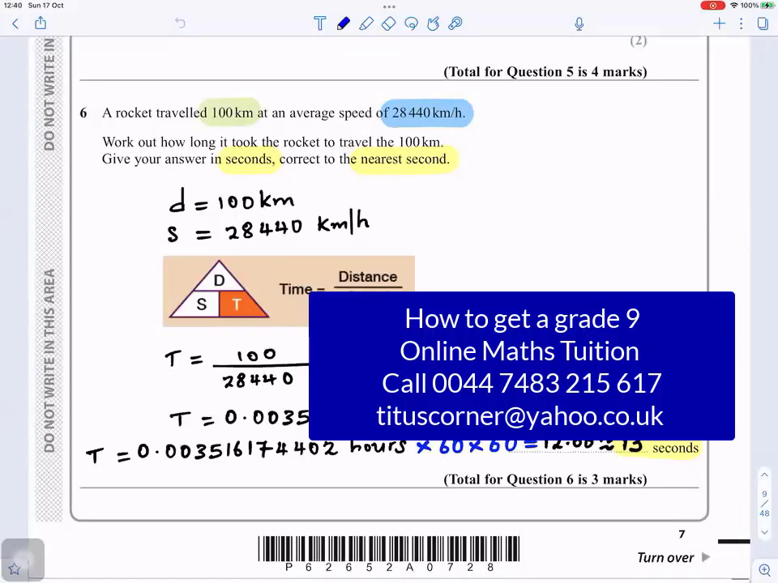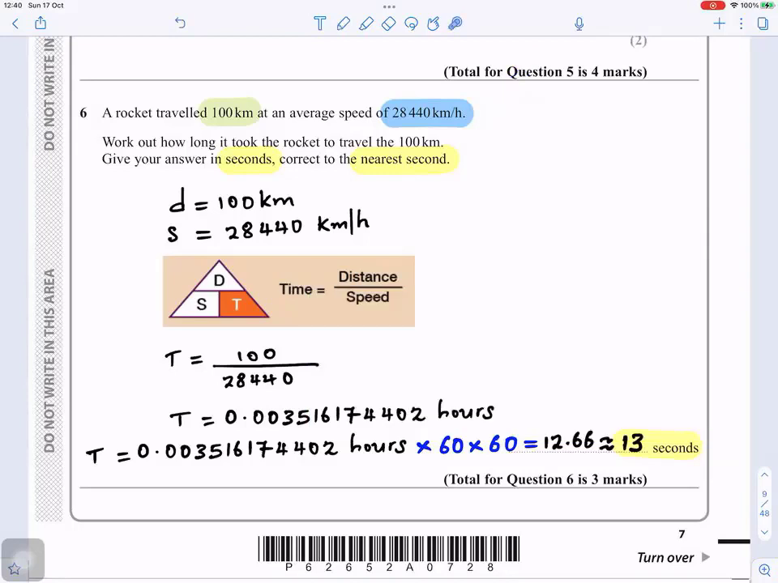Question number 6. A rocket traveled 100 kilometers at an average speed of 28,440 kilometers per hour. Work out how long it took the rocket to travel 100 kilometers. Give your answer in seconds, correct to the nearest second. So distance is 100 kilometers. Speed is 28,440 kilometers per hour.